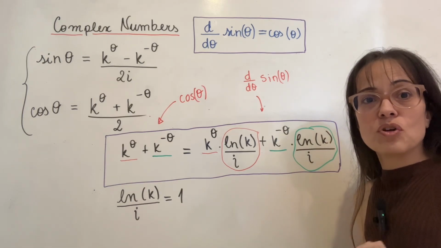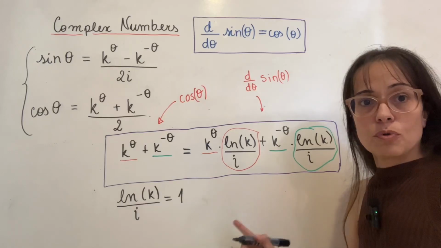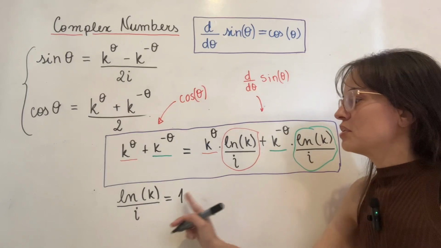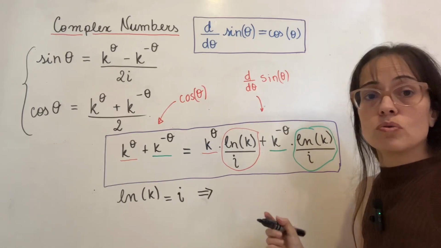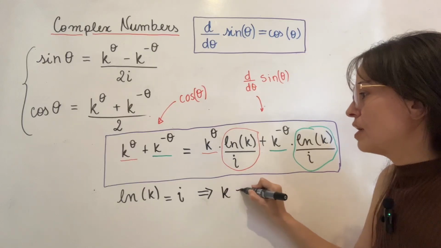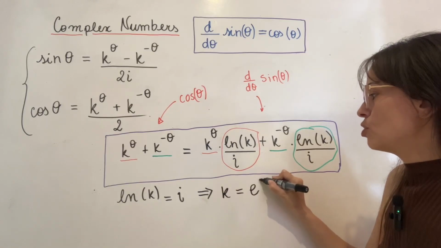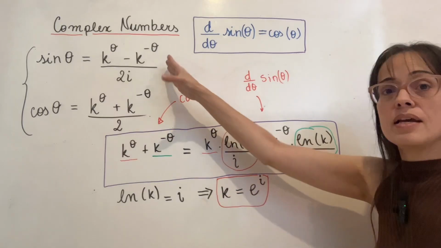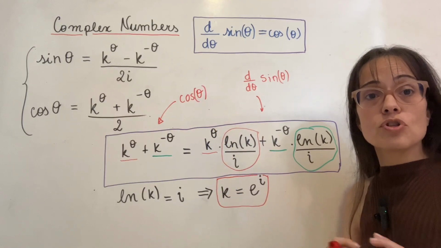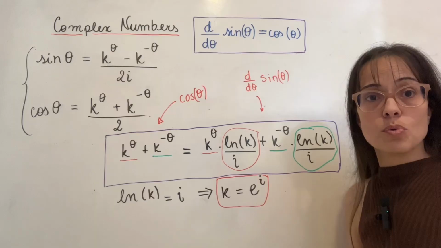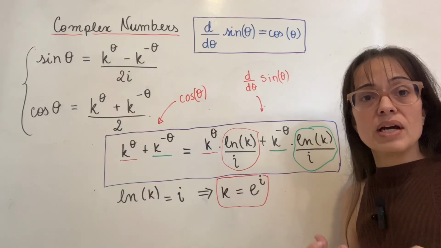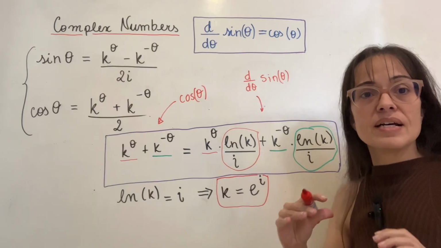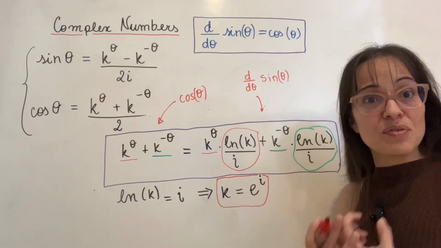Remember, I wanted to figure out the value of k. So I'm going to start by multiplying both sides of this equation by i, and I'm just going to use the definition of log. k is equal to e to the power of i. This is the value that my constant k needs to have in order for this whole thing that I'm trying to do to be possible, in order for me to be able to write down a complex number as a power of a specific base.